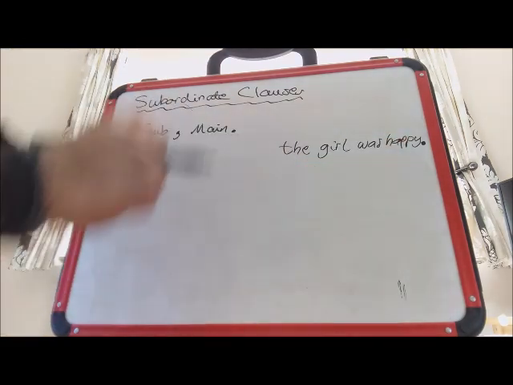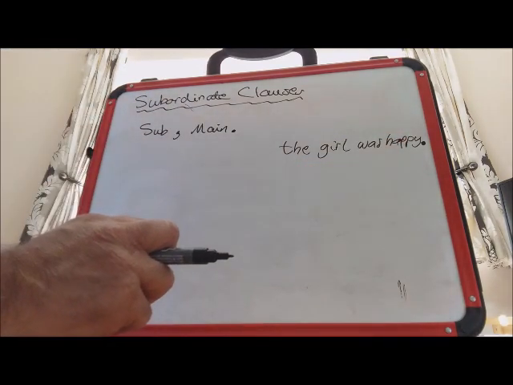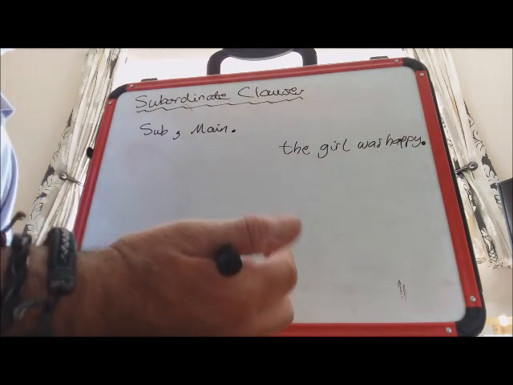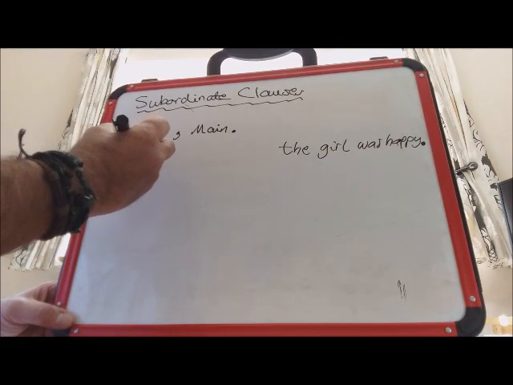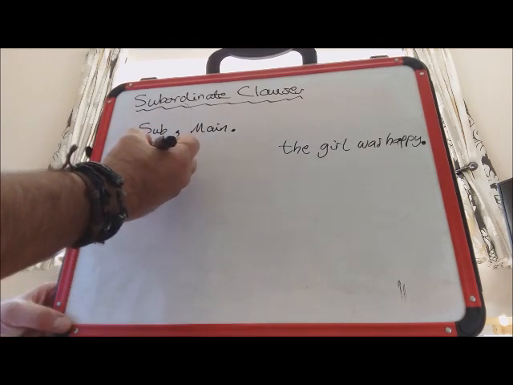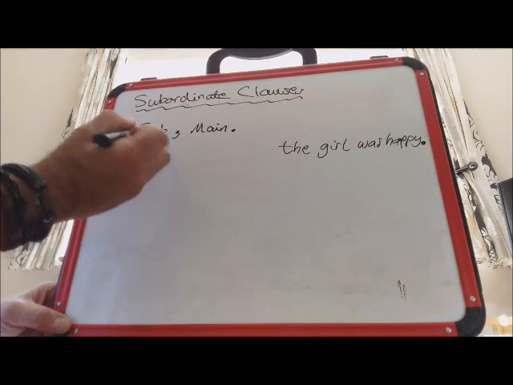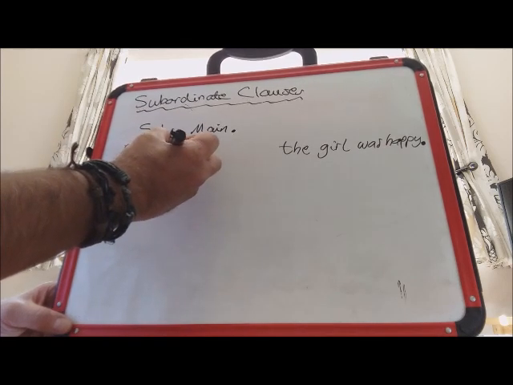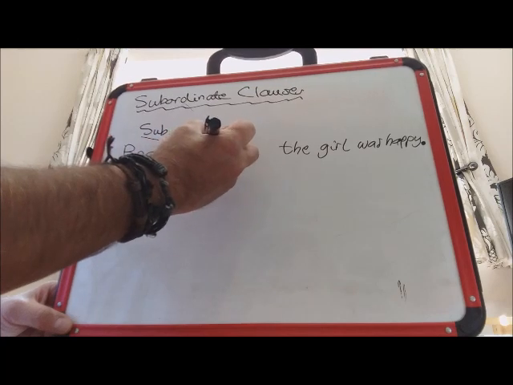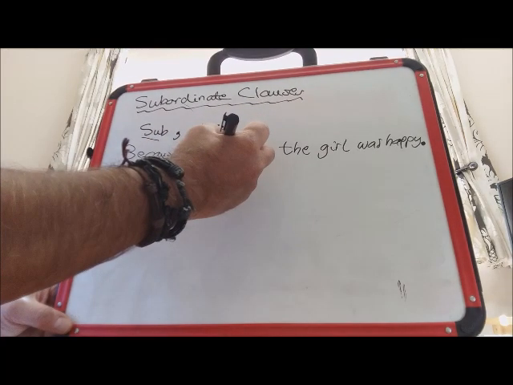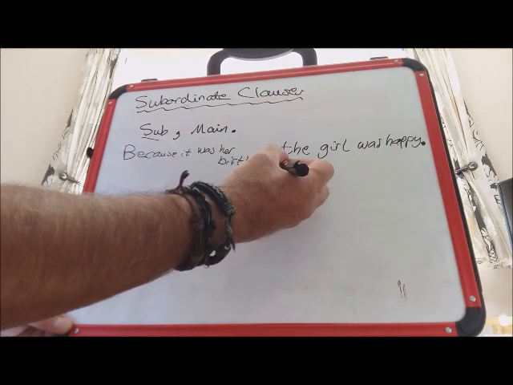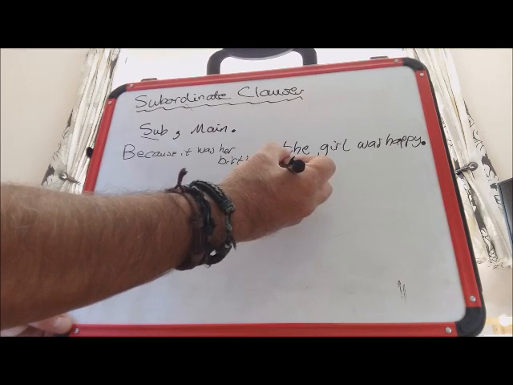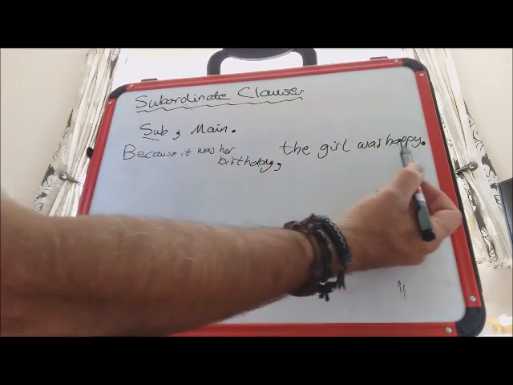The girl was happy, and then you have to think about things like why was the girl happy, or when was the girl happy, that sort of thing. So you think, why was the girl happy? Because it was her birthday. Great, that's the answer. So because it was her birthday, that is the subordinate clause, so therefore that comes first. Don't forget we're doing subordinate first. So because it was her birthday, I'm just going to squeeze this in down here. So because it was her birthday, comma, the girl was happy.